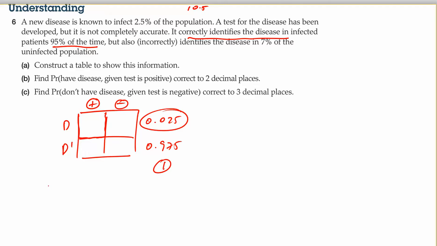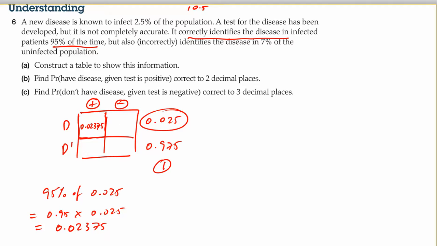So it means that 95% of 0.025 are tested correctly. When I want to calculate the actual value, I go 0.95 times 0.025, because that's 95% of 0.025. You enter this on your calculator in decimal mode, and I should get a value of 0.02375.